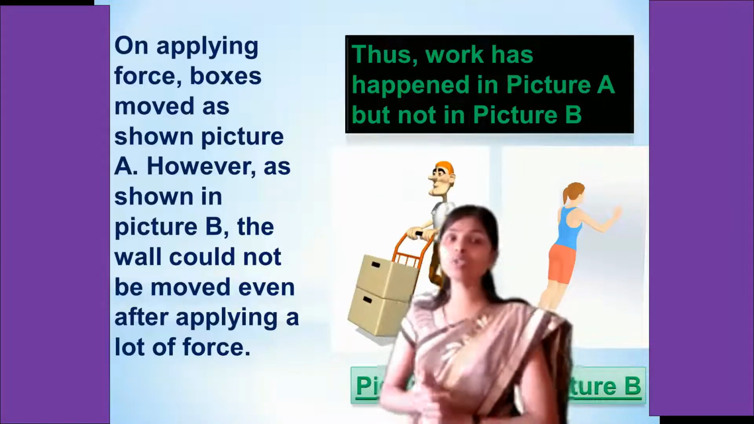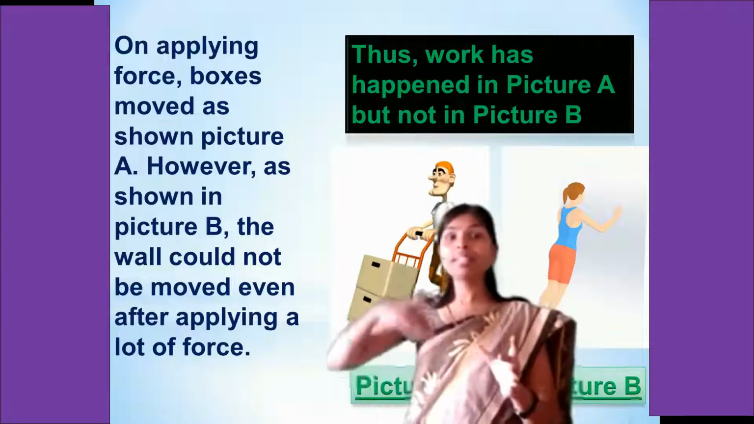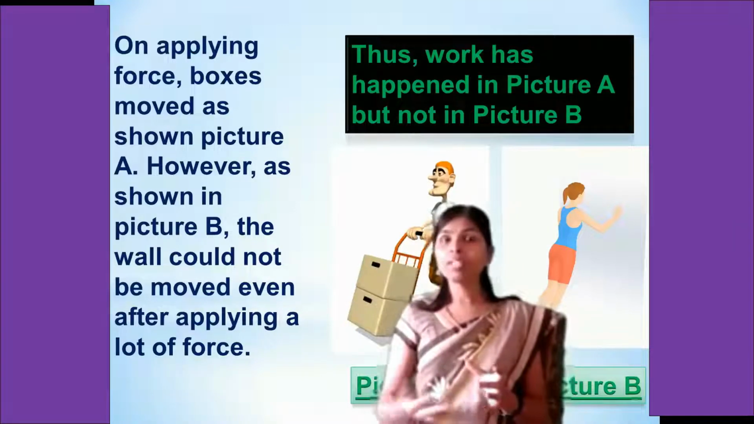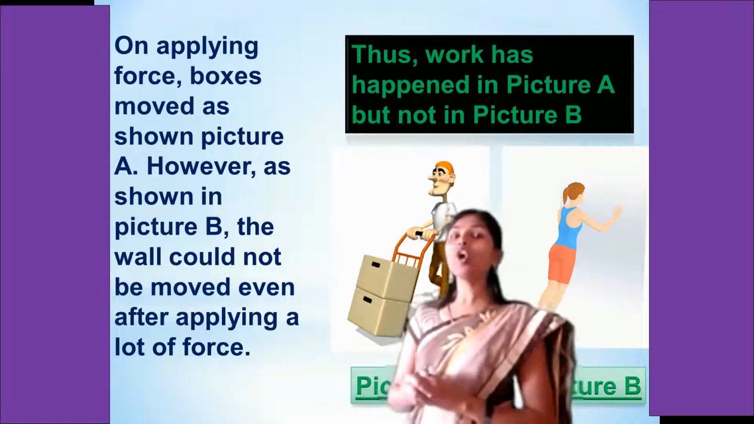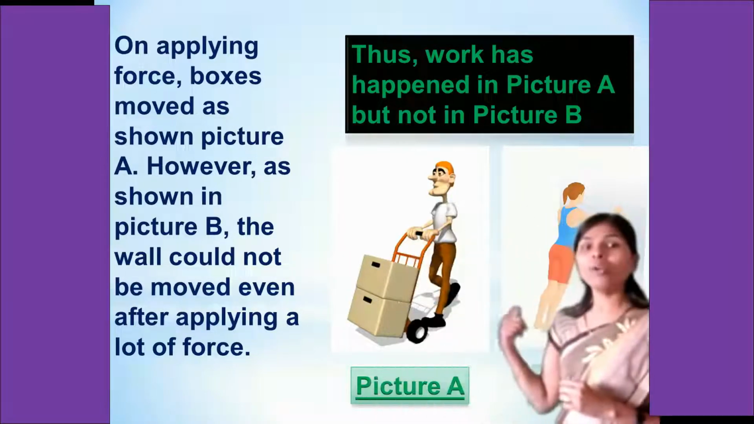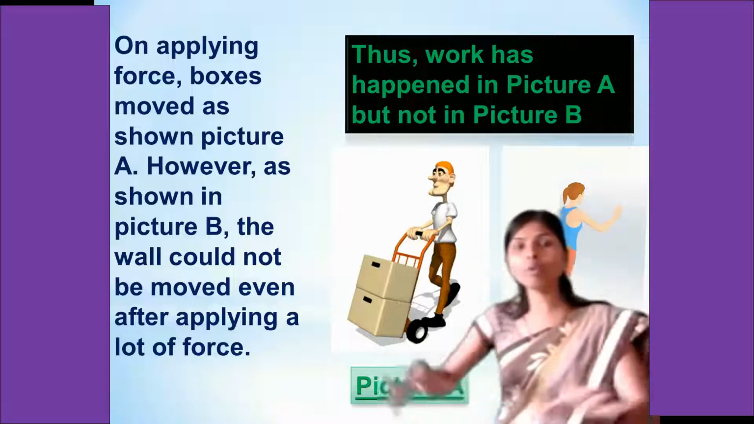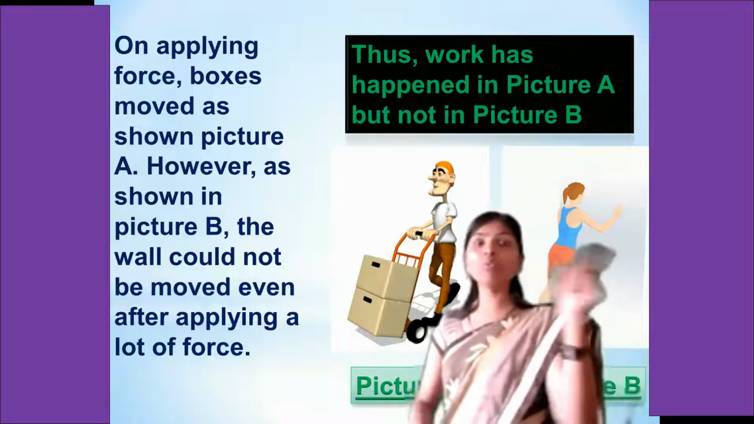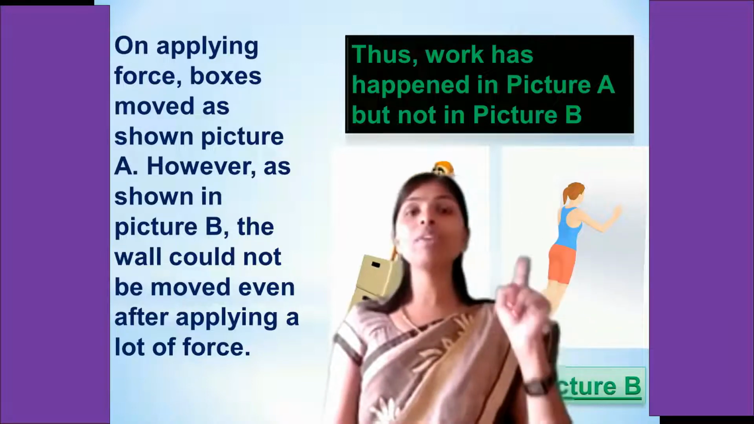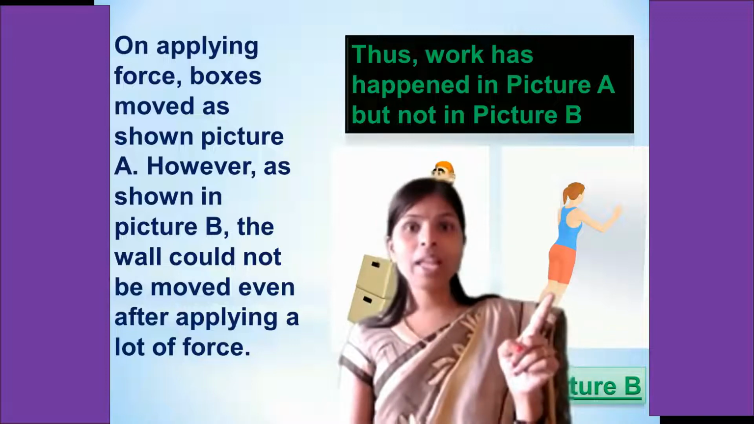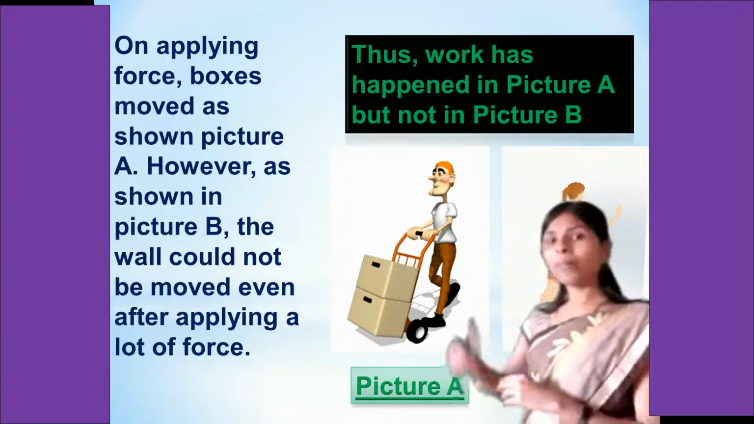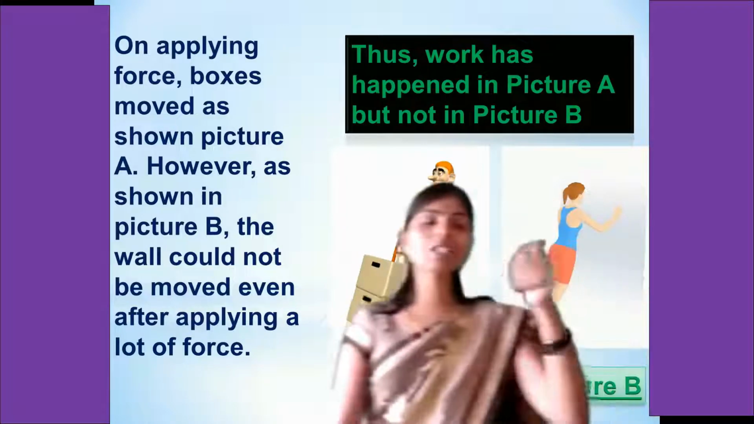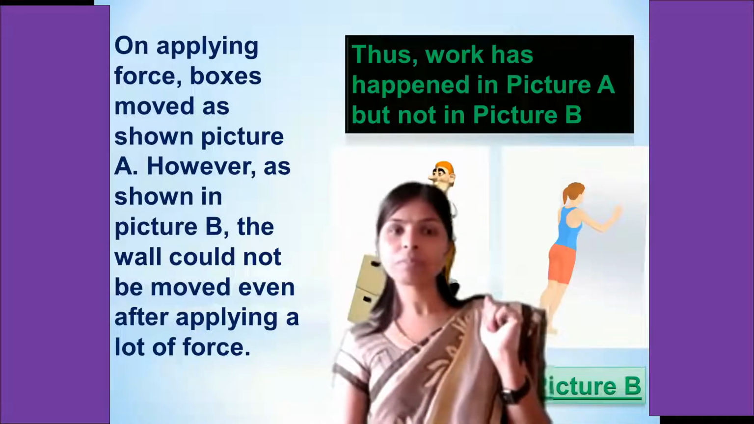So my dear students, on applying force, that box will move. That trolley will move from one place to another place. But you have observed picture number B. When this lady is applying more force, that wall will not move. That wall will not change its place. It means that in picture A, that man has done the work, but in picture B, that lady has not done any type of work.